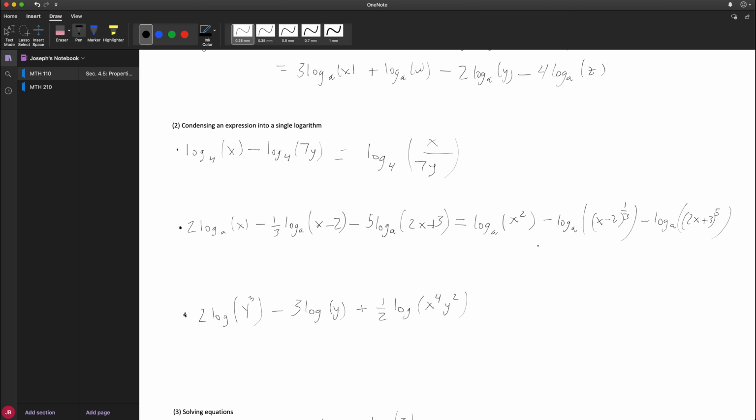And now here, let's work backwards. So these two logarithms have minuses in front of them, which means that their corresponding inputs will be in the denominator of the new logarithm. So all the bases are the same. This condenses to one single log base A. The thing on the numerator is anything with a positive log, so that's the x squared. And the denominator comprises things with minuses in front of the log. So we get x minus 2 to the 1/3. And this will also be in the denominator, 2x plus 3 to the 5th.